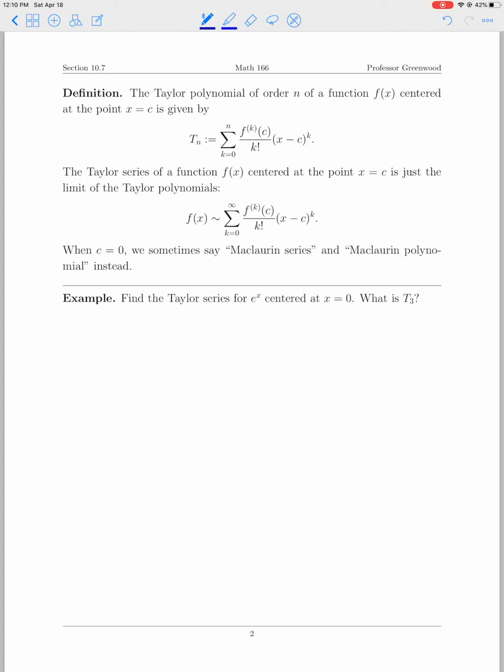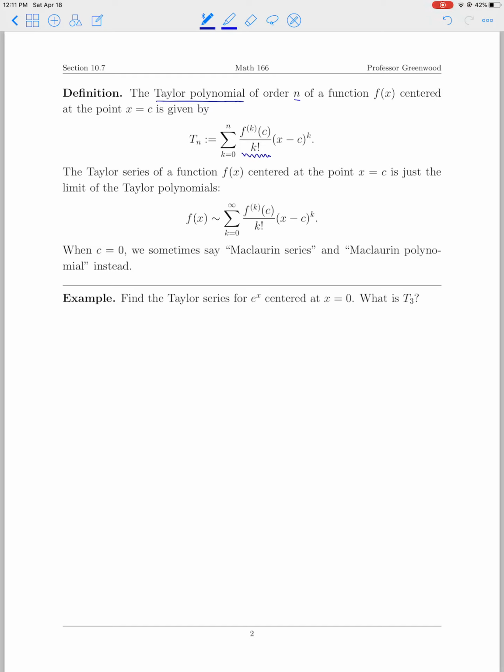All right, now that we've explored how we might be able to match the first few derivatives of a function with the derivatives of a polynomial, we're ready to define the Taylor polynomial in general. So the Taylor polynomial of order n for a function is just plugging in the values that we just found for the coefficients into a sum form. And so we're still going to have the kth derivative of f evaluated at c divided by k factorial, and then we're going to have an x minus c to the k.